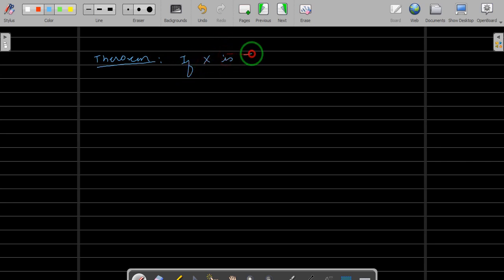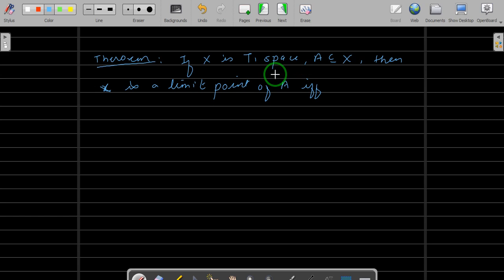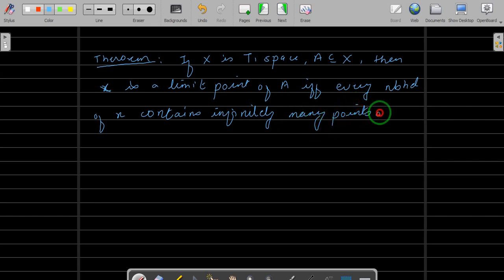If X is a T1 space and A is a subset of X, then x is a limit point of A if and only if every neighborhood of x contains infinitely many points of A. In fact, in a general topological space we have already proved this statement, right? x is a limit point of A if and only if something happens. But here, since it's a T1 space, we can put it this way.